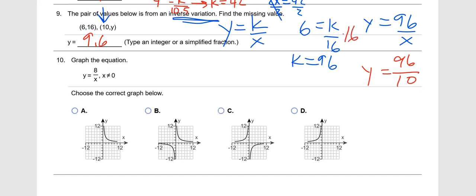Yes, you multiply by 16 on both sides. Good question. That's what gives you the 96 value for k.